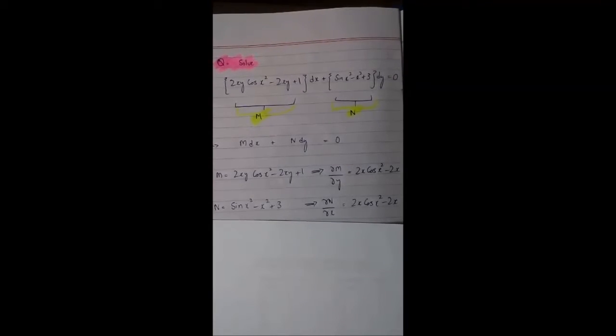Similarly, we have derived m with respect to y. Our equation was m into dx plus n into dy is equal to 0, but you could see we have done the opposite: we derived m with respect to y and n with respect to x. Now how to solve it? We already know that the condition has been satisfied and our equation is an exact equation. Now how would we actually solve the exact equation? So let's continue with it.